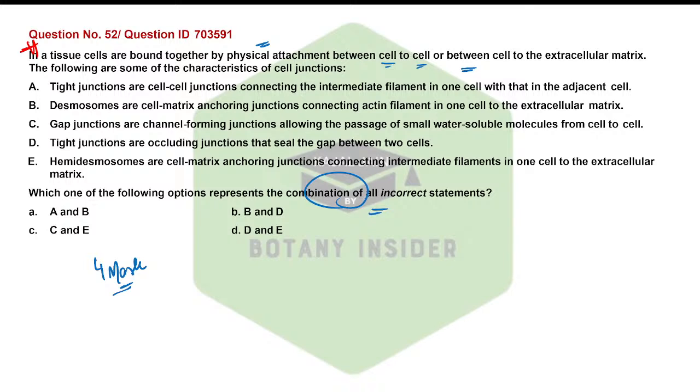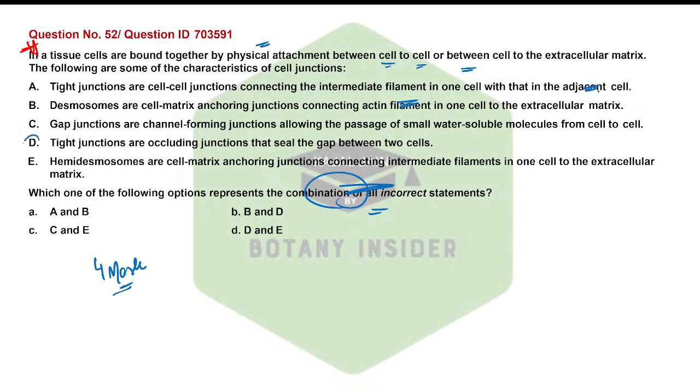Let's see. In a tissue, the cells are bound together by physical attachment between cell to cell or between the cell to the ECM. Following are some of the characteristics of the cell junctions. First, tight junctions are cell to cell junctions connecting the intermediate filament of one cell with that of the adjacent cell. Desmosomes are cell matrix anchoring junctions connecting actin filament in one cell to the extracellular matrix. Then gap junctions are the channel forming junctions allowing the passage of small water soluble molecules from cell to cell. Then tight junctions are the occluding junctions that seal the gap, and hemidesmosomes are the cell matrix anchoring junctions connecting the intermediate filaments in one cell to that of the extracellular matrix. So which of the following are the incorrect statements?